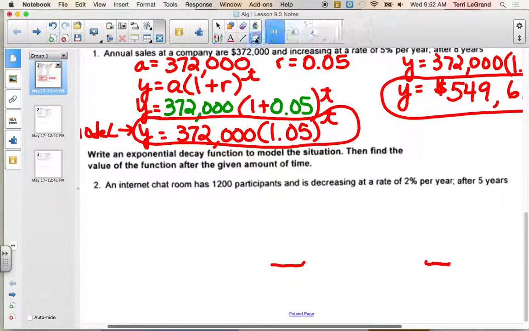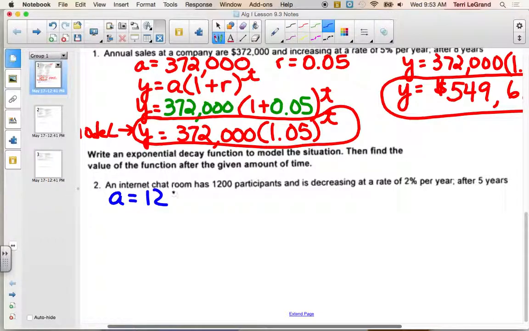So in exponential decay, remember we are subtracting from 1. So we have an internet chat room that has 1,200 participants and is decreasing at a rate of 2% per year. After 5 years, we don't care about after 5 years right now. Remember, we're going to identify our A and our B. So let's go identify. What's our A for this one? 1,200. And what's our R? 0.02.